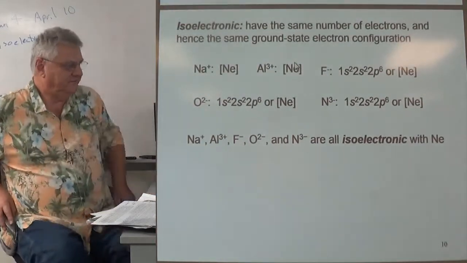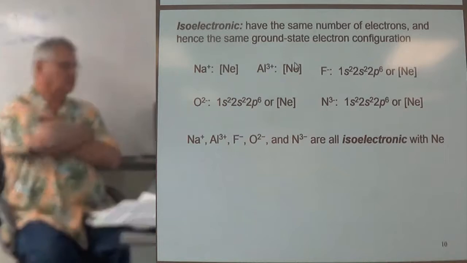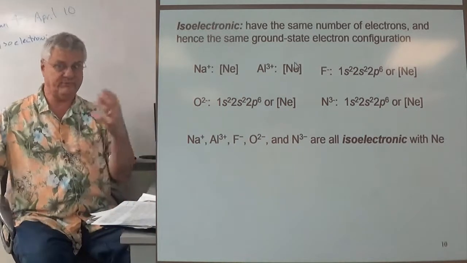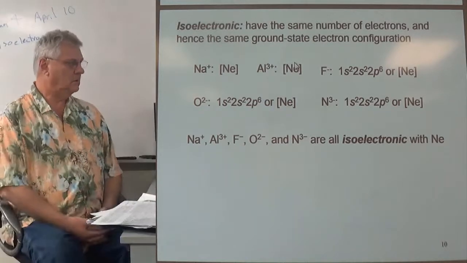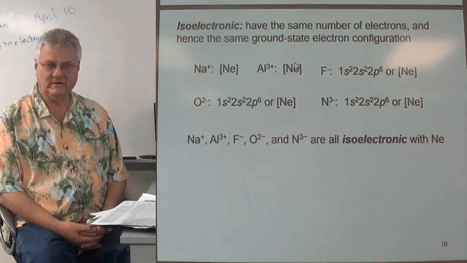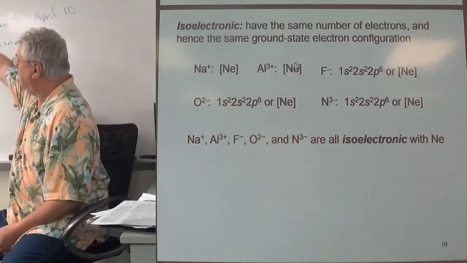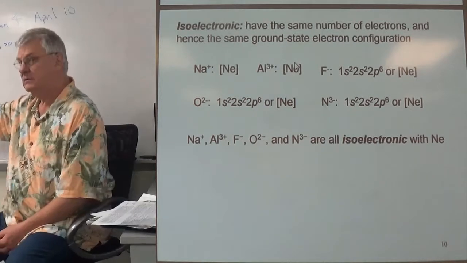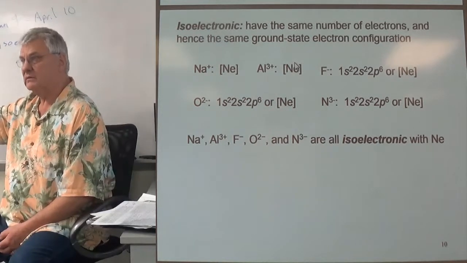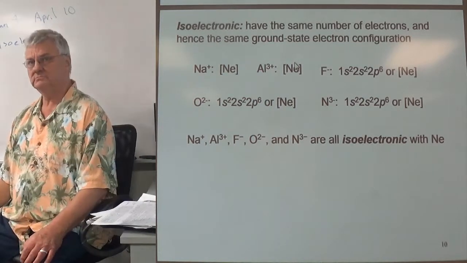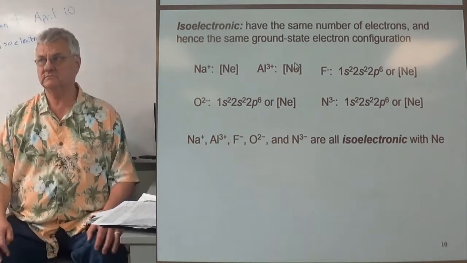So again, here it's defining this term we mentioned before. If an ion and an atom, or 2 different ions, are isoelectronic, all that means is they have the same electron configuration. And what I drew on the board here, all these ions and the neon atom are all isoelectronic. They all have the same number of electrons, and they all have the same electron configuration. Okay, does that make sense?